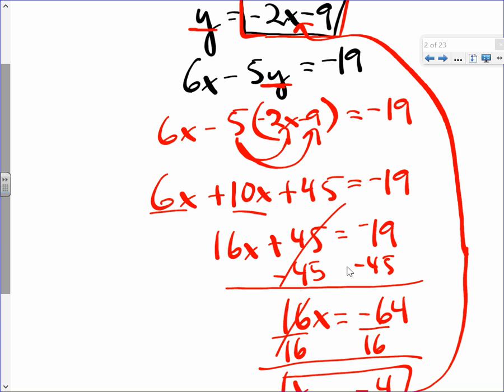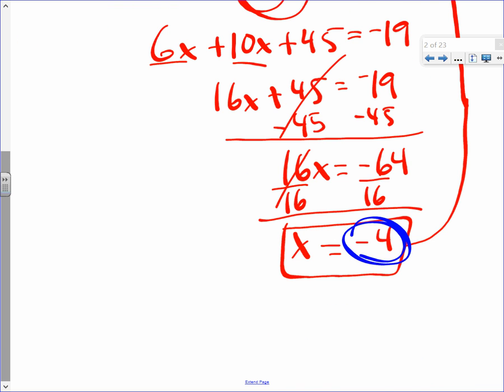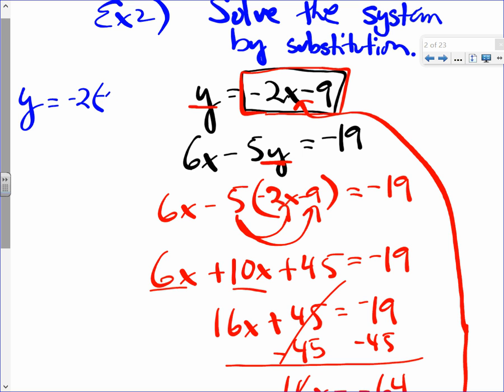I'll put it in blue. Y is negative 2 times, watch this now, wherever I see x, I'm replacing it now with negative 4. Look at that. Negative 2 times negative 4 minus 9, and we're rocking and rolling. So it's like a double substitution. So y is, and Sally says to multiply before you subtract. What does it become, Yonovich?